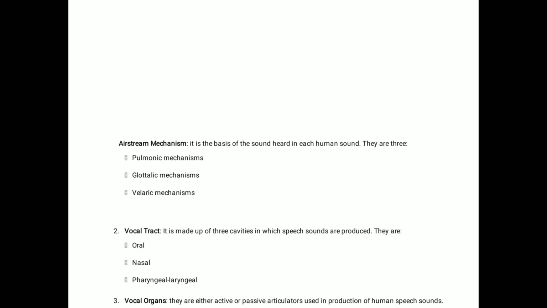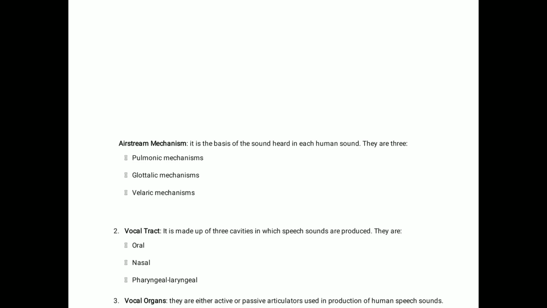So the first parameter is the airstream mechanism, the second one is the vocal tract, and the last one is the vocal organs. The first one is the airstream mechanism. It is the basis of the sound heard in each human sound. There are three: the pulmonic mechanism, the glottalic mechanism, and the velaric mechanism. Those are under the airstream mechanism.